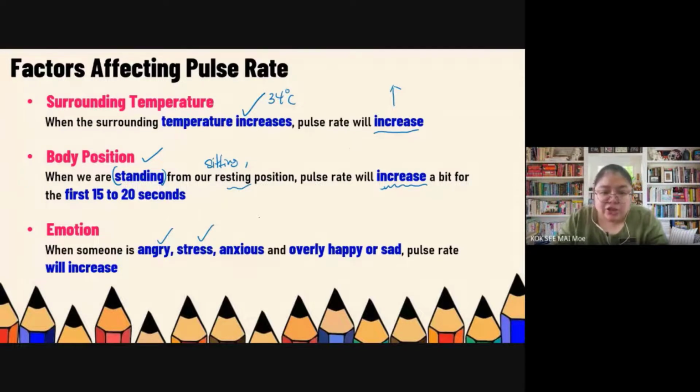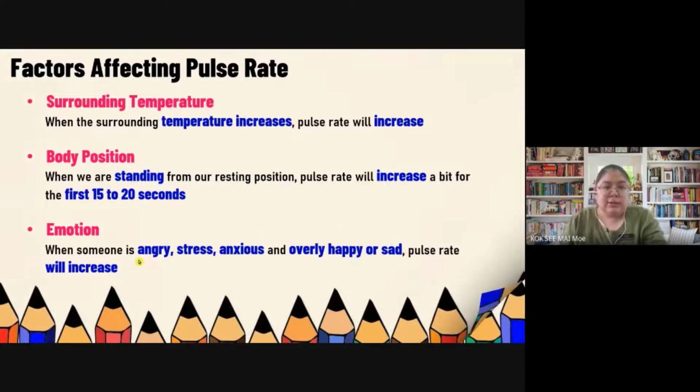Okay, after that, anxious. Anxiety is one of the diseases. There is a disease because you are always afraid. Every time you are worried about this one, worried about that one, then after that you get the disease. We need to see a psychology doctor. So this is one of the things that changes your heartbeat. Okay, over happy, too happy already, or you are over sad. This also will cause your pulse rate to be different. How different? Increasing. Your pulse rate will increase. So this one is the third factor.